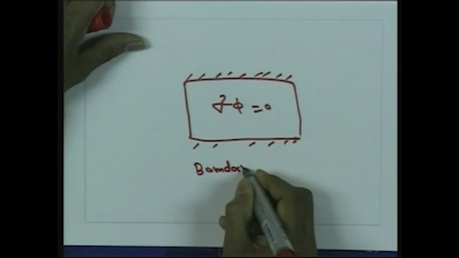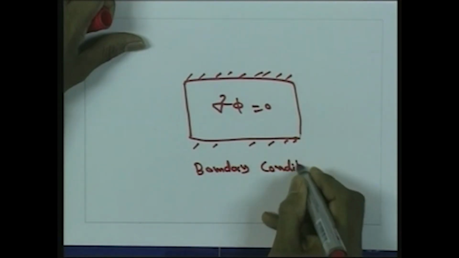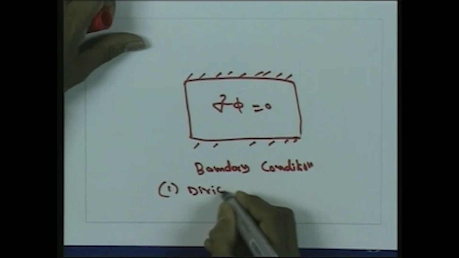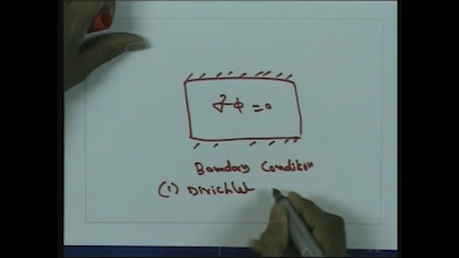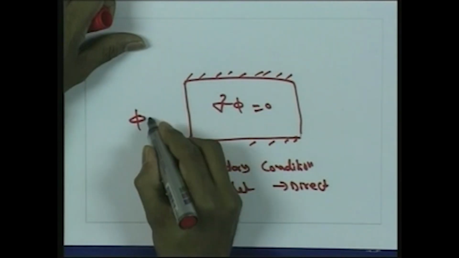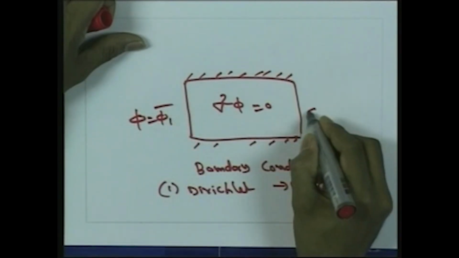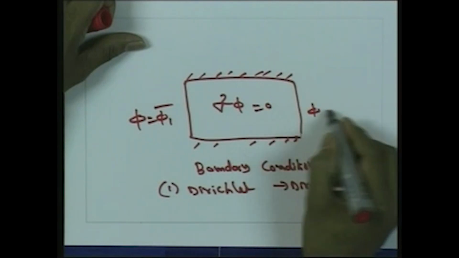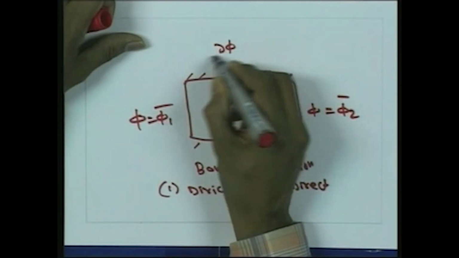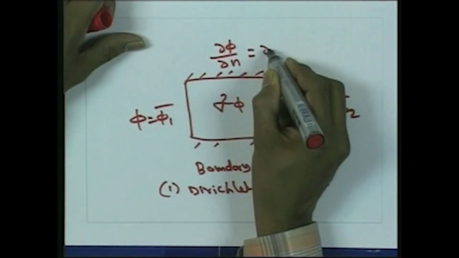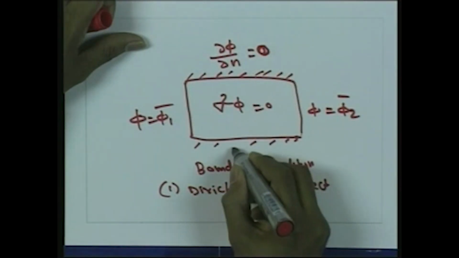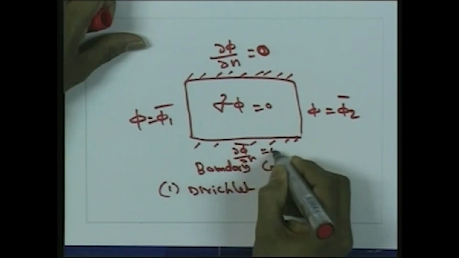The boundary conditions generally defined are, one, the Dirichlet boundary condition. Here we can describe the potential phi is equal to phi 1 bar, and at this place phi is equal to phi 2 bar. Another type of boundary condition we can define is del phi by del n bar is equal to 0. In this direction it is impermeable, so there is no flow, so here also del phi by del n bar is equal to 0.